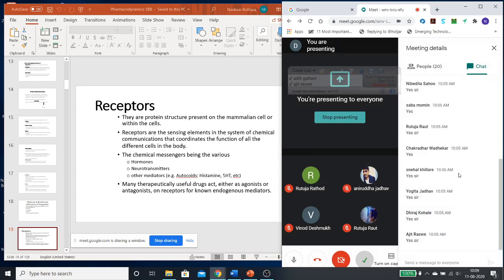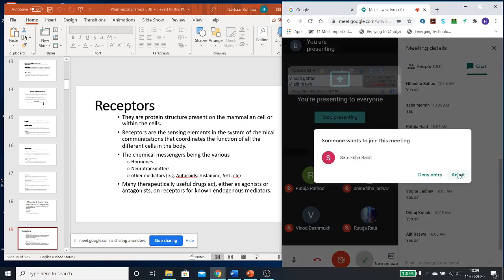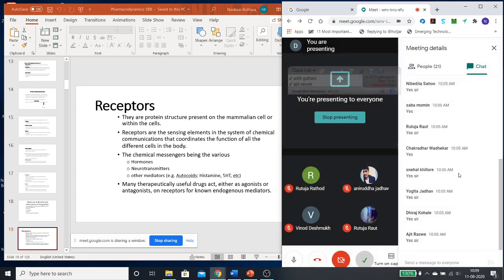We have seen that there are various chemical messengers present in the body. They are hormones, neurotransmitters, or other mediators like autacoids, histamine, 5-hydroxytryptamine, and there are so many. These biochemicals carry various information by means of their chemical structure, and because of that chemical moiety binding with something which we call a receptor, it initiates the action that we have seen in the physiology of hormones and neurotransmitters earlier. Examples are acetylcholine, adrenaline, and many hormones you studied last year.